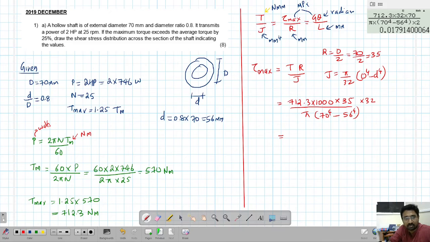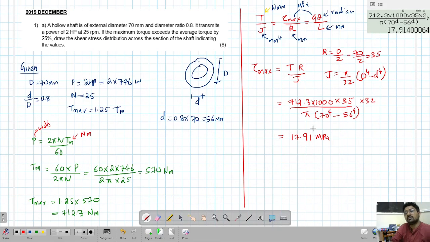So let us calculate this. So there is a calculation which I have done. So 712.3 times 1000 times 35 times 32 divided by pi times 70 raised to 4 minus 56 raised to 4. So this gives the value as 17.91 MPa. Okay, so 17.91 MPa.